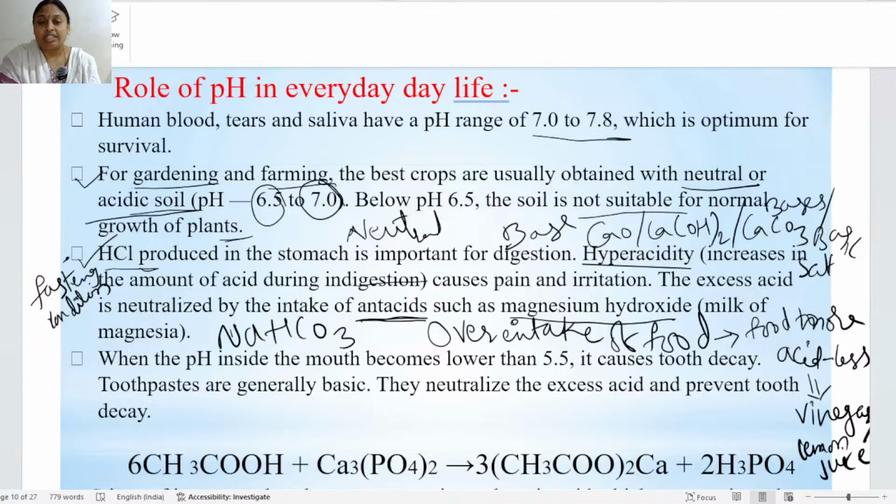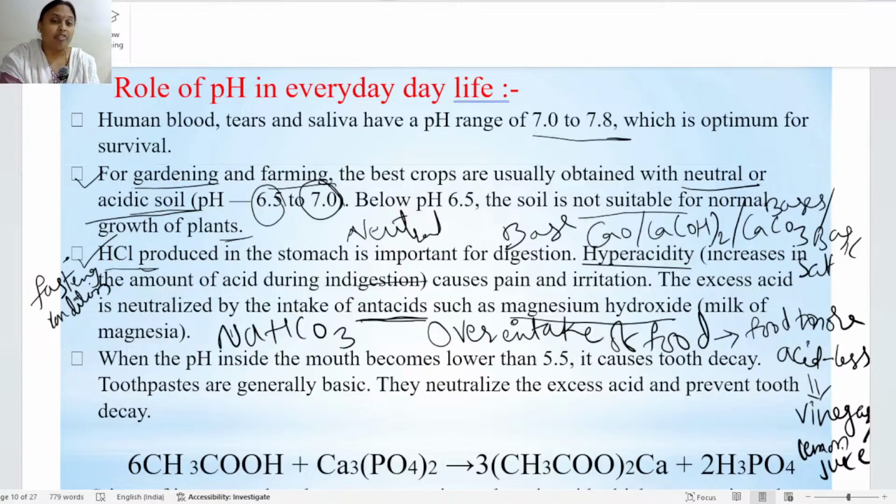This will digest the food, and by the neutralization procedure, by taking the base, where excess acid is already there, that will be suppressed by the antacids. Antacid is nothing but the substance which will neutralize the excess acid. Those are known as antacids. And when it comes to over intake of food, here food quantity to be digested is more, but when it comes to acid, it is less. So in that case, we are supposed to take vinegar and lemon juice.